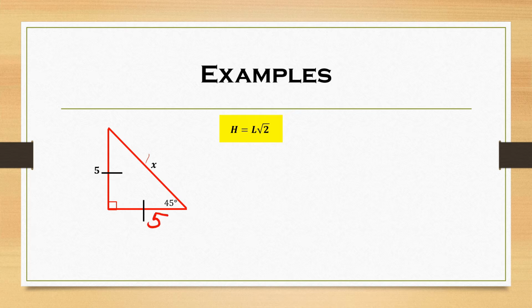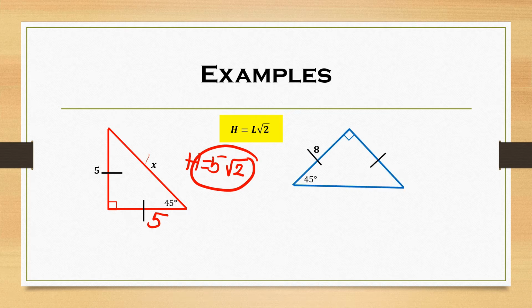Okay? Now, para makuha natin yung value ng x o yung hypotenuse, so, we have here h is equal to leg times square root of 2. So, ang given leg natin ay 5. So, 5 and then copy square root of 2. So, we have here 5 square root of 2. So, ito yung ating final answer. Next.